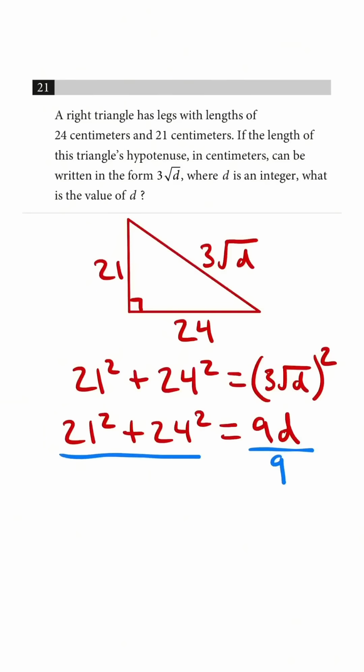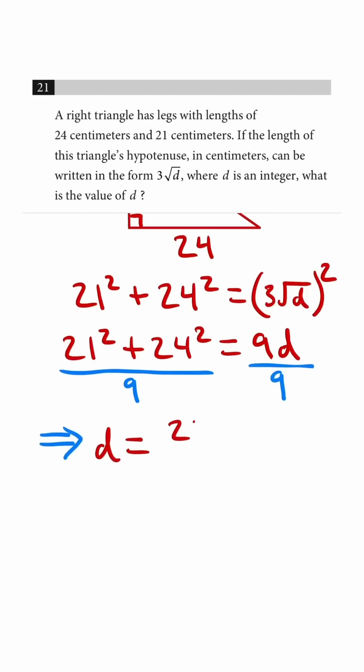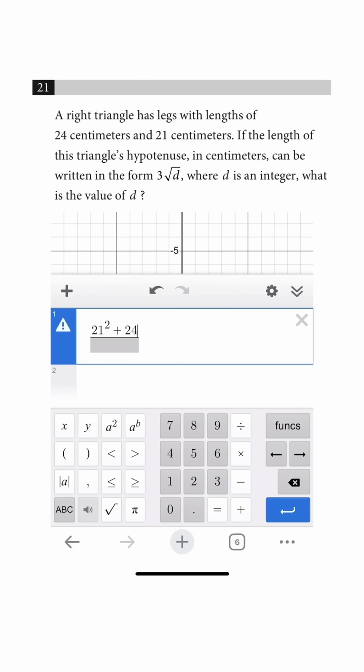We can square a product by squaring each individual factor. So what we end up with is that d equals 24 squared plus 21 squared, all divided by 9, which we can plug into Desmos to get 113.